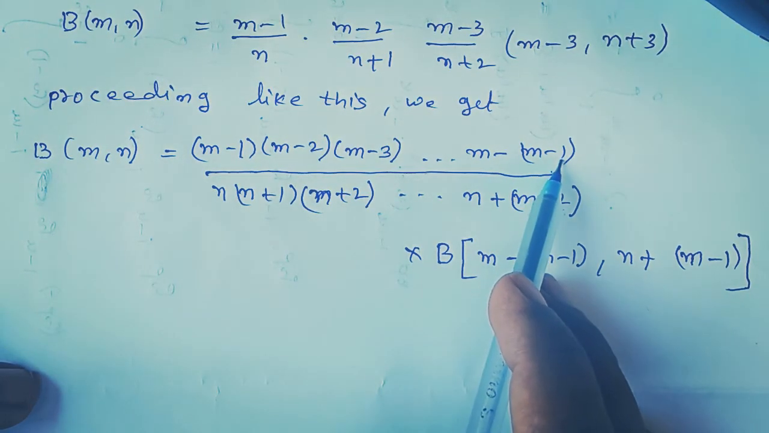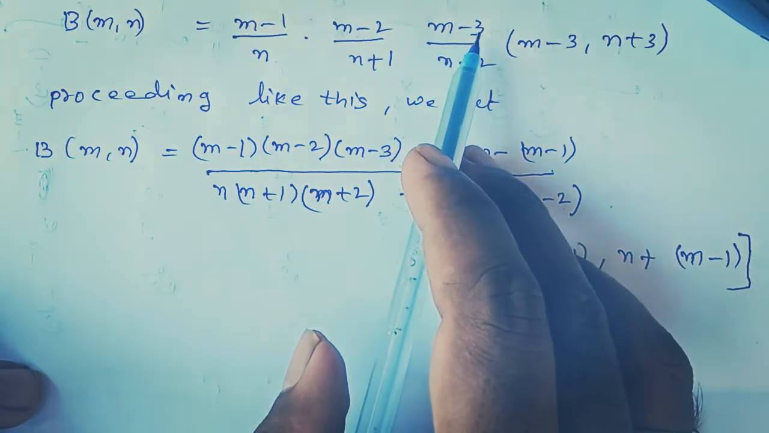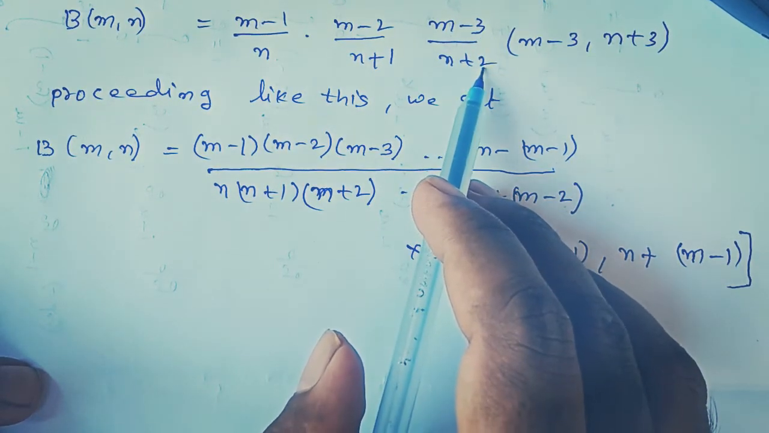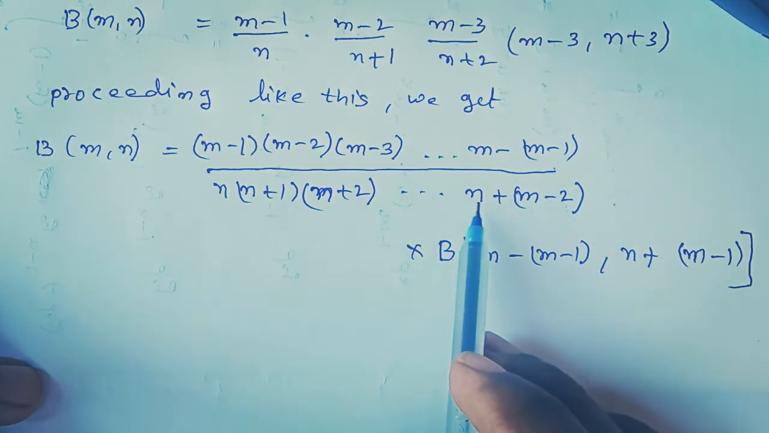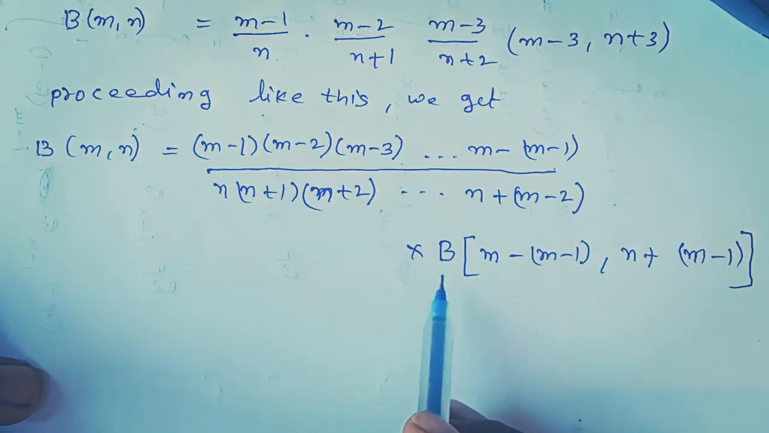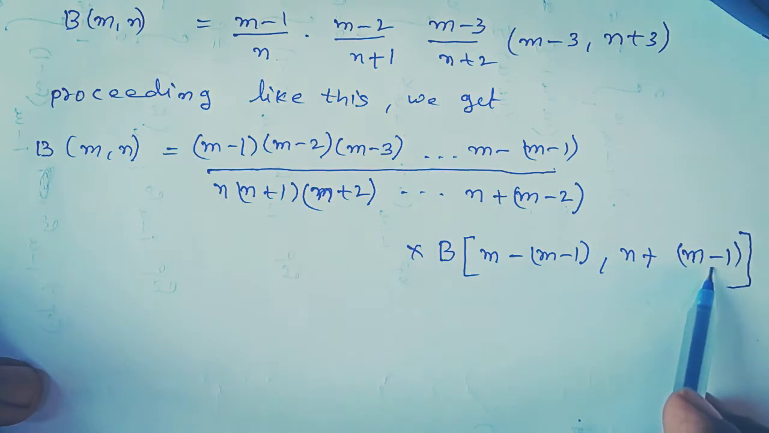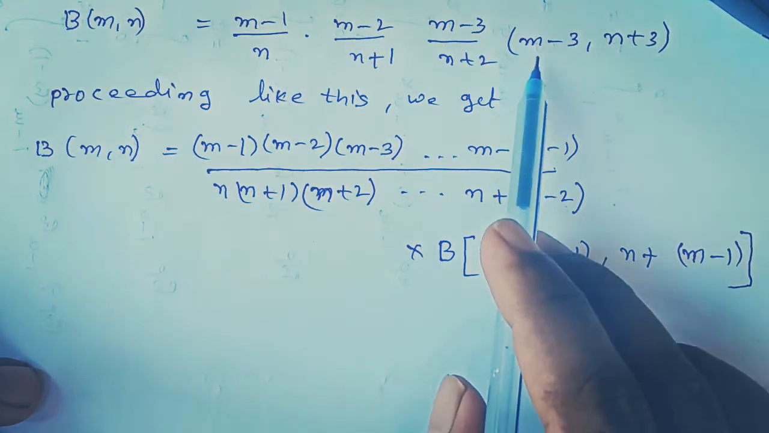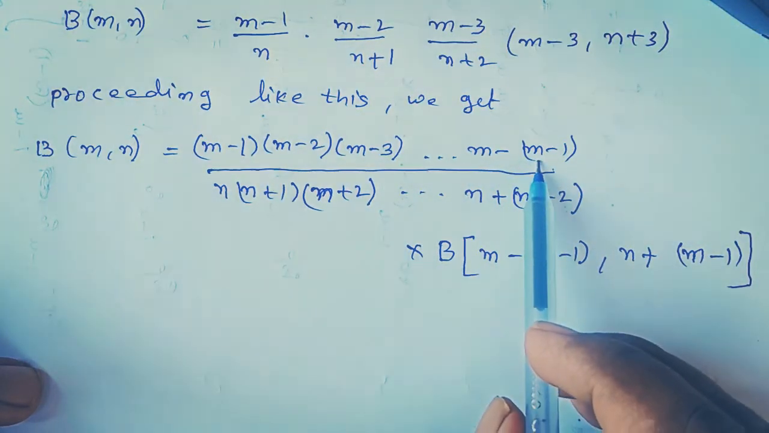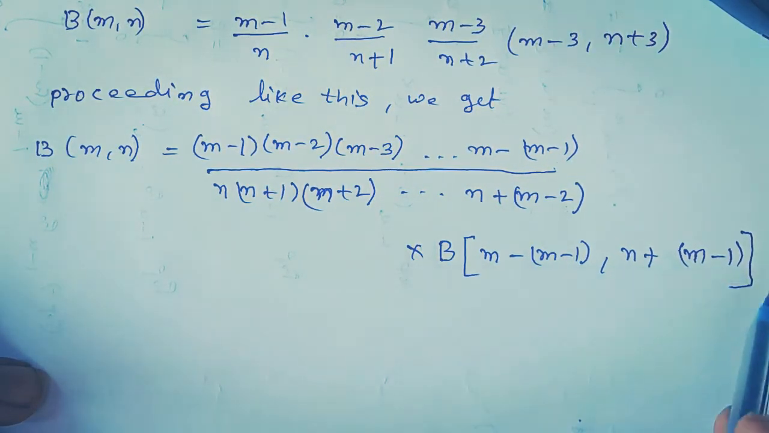Similarly, m minus 1 is here, m minus 1 minus 1, that is m minus 2, is here. Okay, m minus 3, n plus 3 minus 1, that is 2. Here also m minus 1, n plus m minus 1 minus 1, that is m minus 2, B of m minus 1 comma n plus n minus 1, n minus 1. Okay, here is m minus 3, n plus 3; in place of 3 here is m minus 1, that is m minus 1 comma n plus n minus 1.